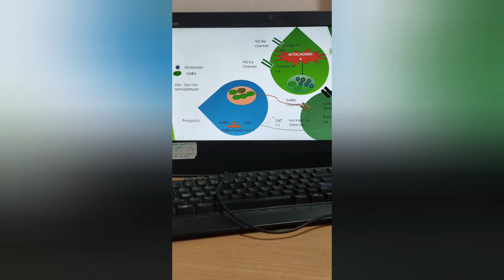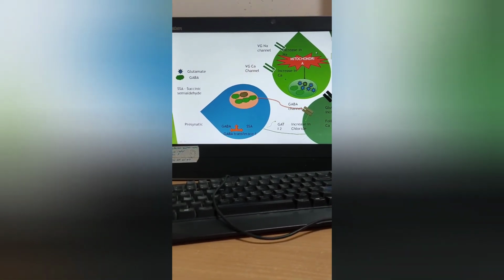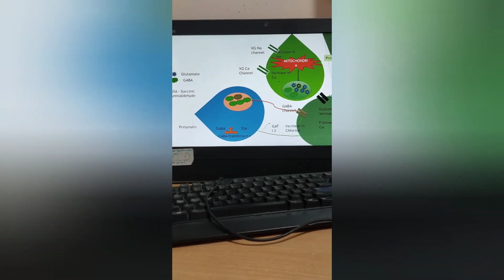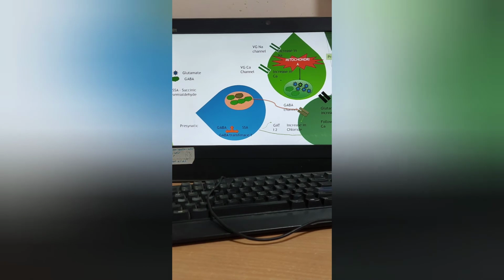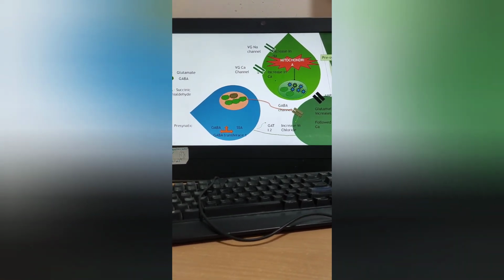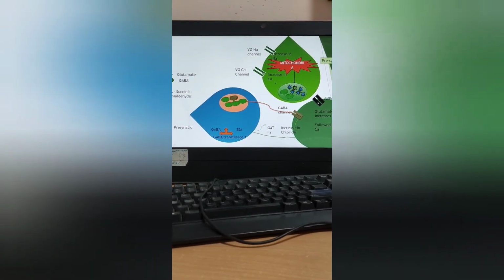As we discussed, these are the presynaptic neurons. Remember, this one slide explains the mechanism of action of anti-epileptic drugs and also the pathophysiology of epilepsy. So listen carefully, because at each section, at each channel, there are some drugs acting.